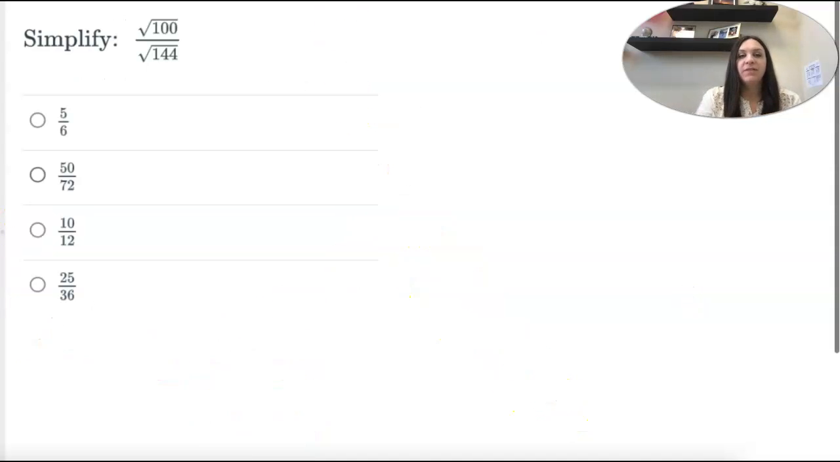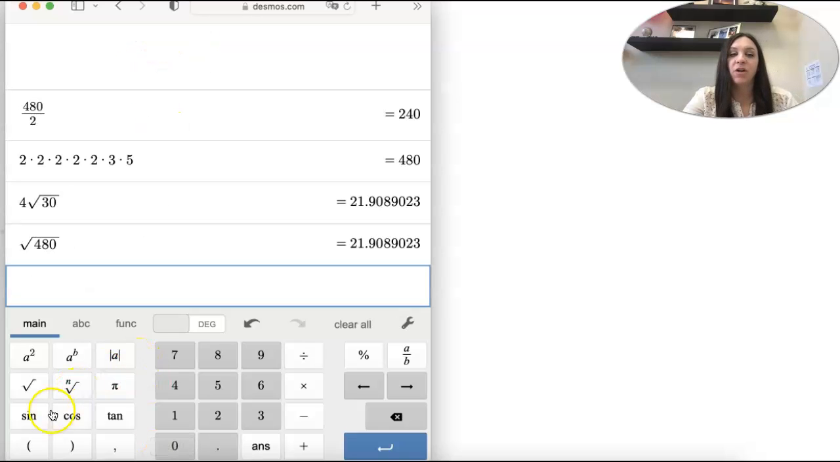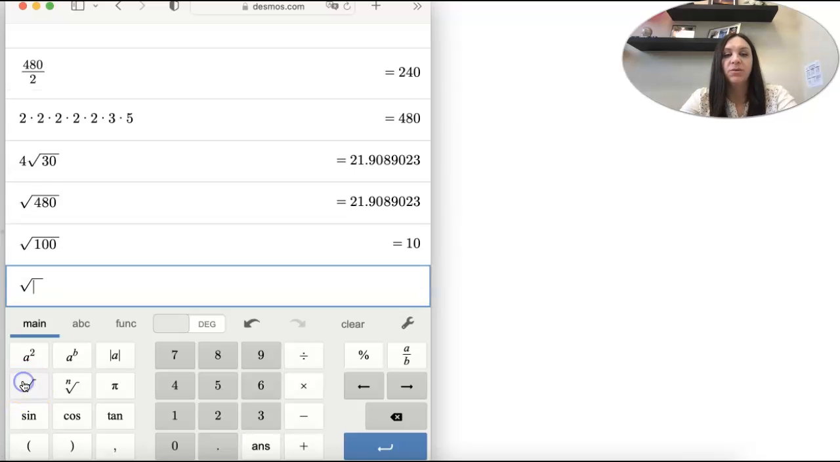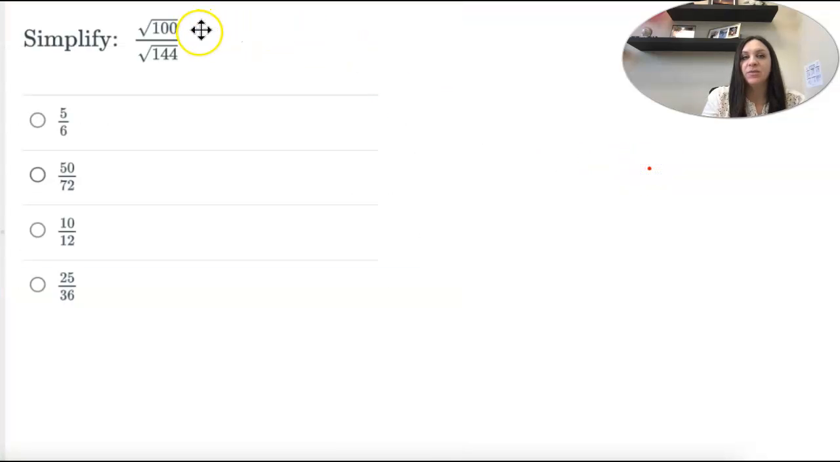Alright, so we have a division one here, and I'm hoping that you can see that these are perfect squares. If you are not sure, put them in a calculator. Square root of 100 is 10, because 10 times 10 is 100. So that's 10.